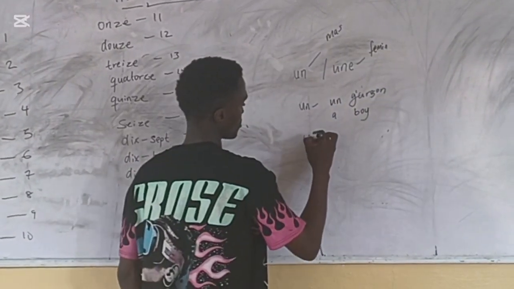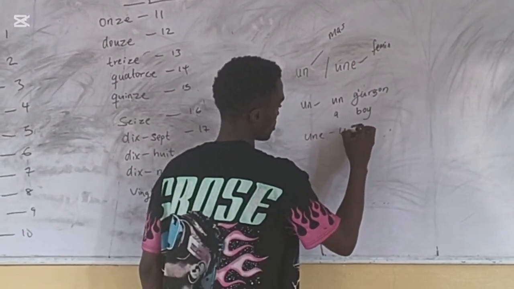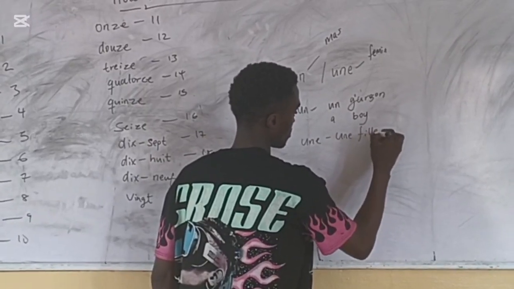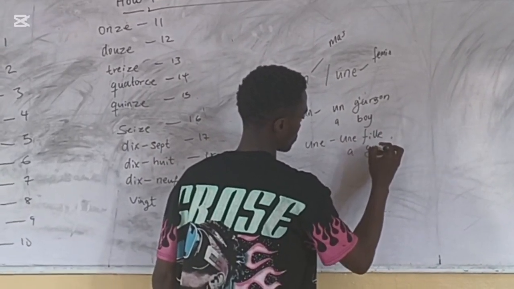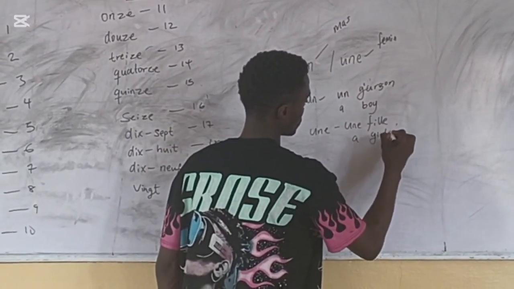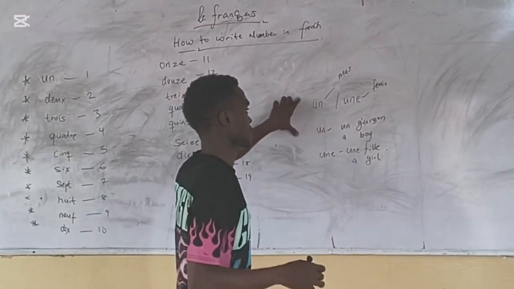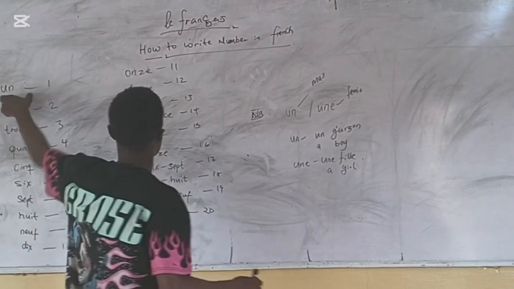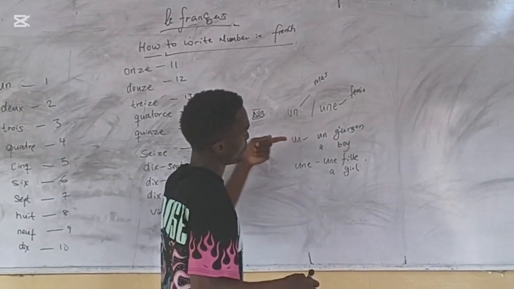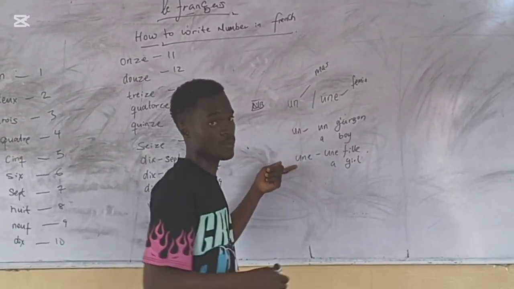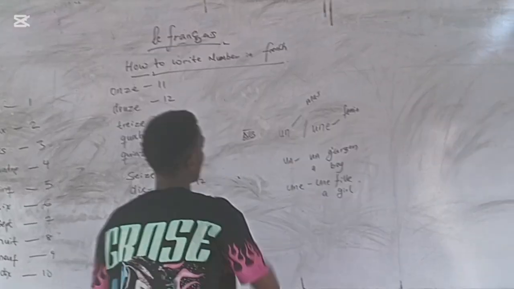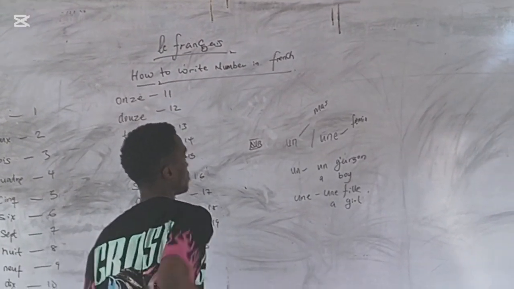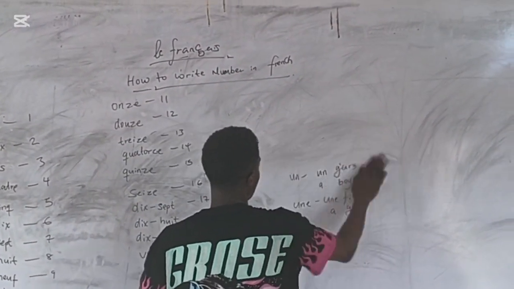And if you're using une fille, that's a girl. Okay, with that being said, just note that the one is used either for masculine, which is un, and for feminine, which is une. So, aside from that, today I'm going to teach you how to write numbers.